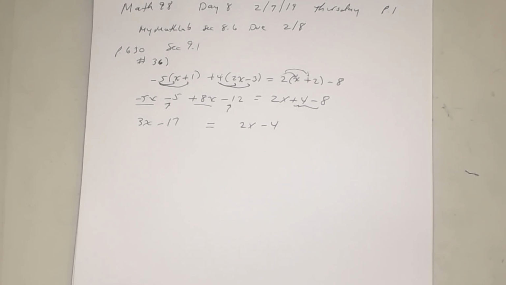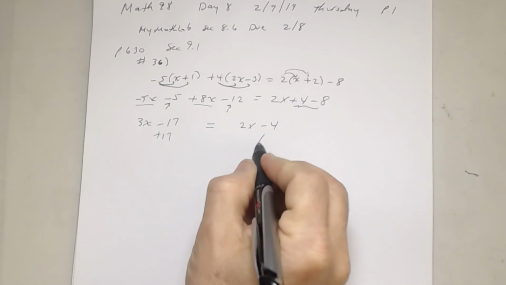So what are you gonna do? And get a variable on top. Tell me what you're gonna do though. What are you gonna add? 17. So 17. Okay, so you want to do that first? All right, so we're going to add 17 to both sides. That's what I want you to say.